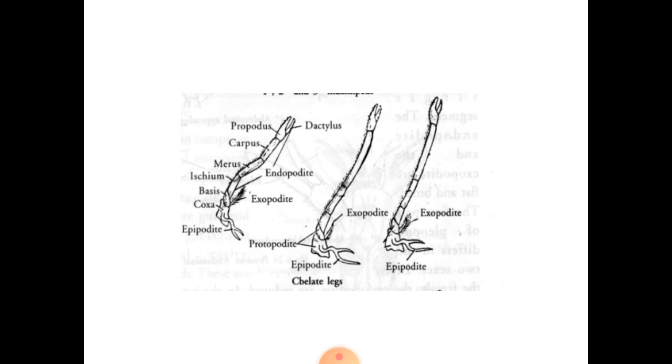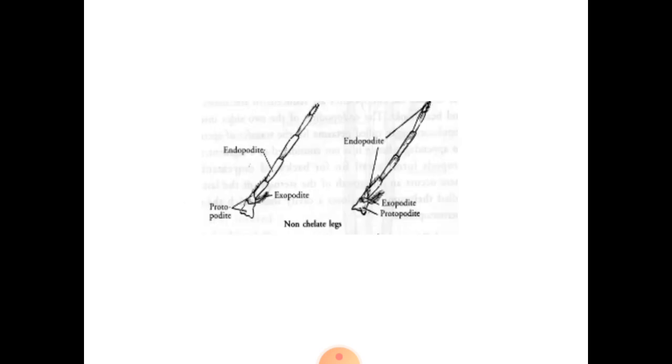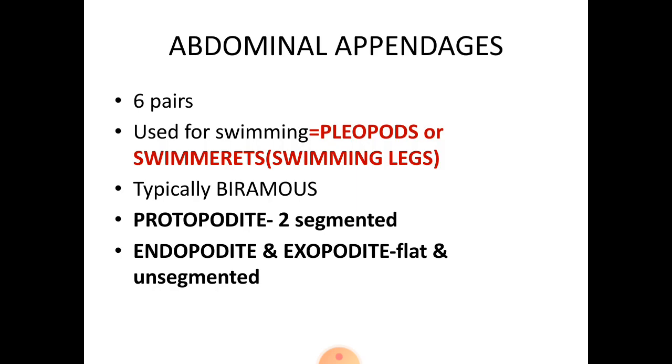You can see the Y-shaped epipodite here, and the five-segmented endopodite having coxa, basis, ischium, merus, carpus, propodus and dactylus. Here the propodus and dactylus are opposing each other and act as a pincer, so it is known as a chelate leg. In the other two legs, the dactylus and propodus are in a straight line, so these legs are known as non-chelate legs. Here the epipodite is also absent.